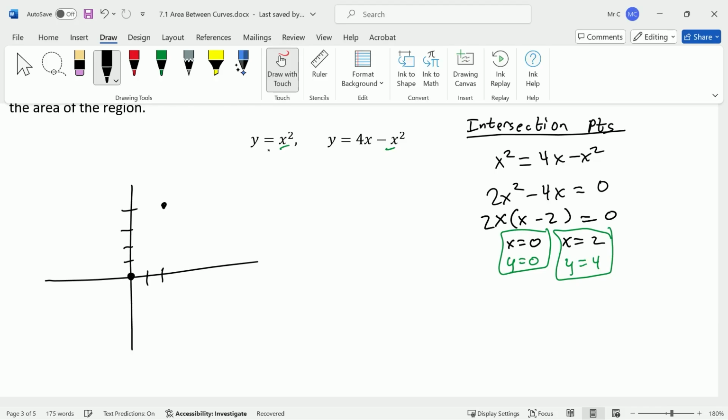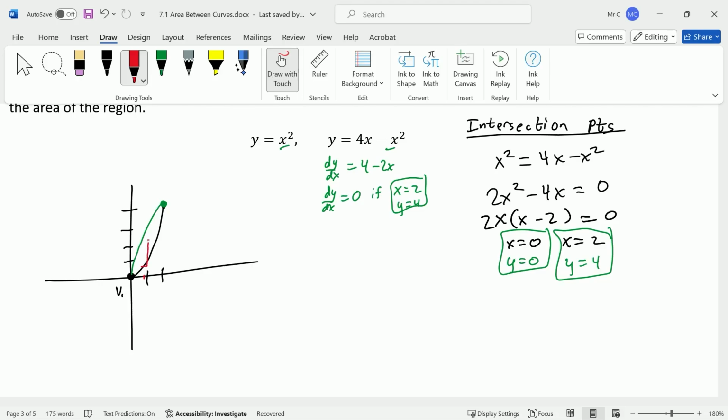Now, I also know that 0, 0 is the vertex for my first function, my y equals x squared function, but I do need to find the vertex for my second one. And so dy dx is 4 minus 2x, and so dy dx is 0 if x is 2. And we already know the point where x is 2. We already found that y is 4 for that function. So this also happens to be the vertex for the quadratic that's facing down.